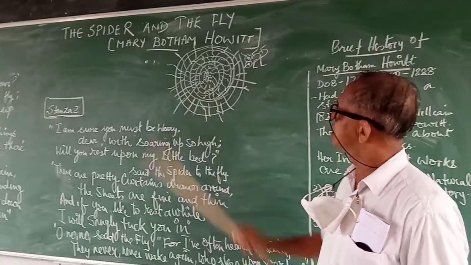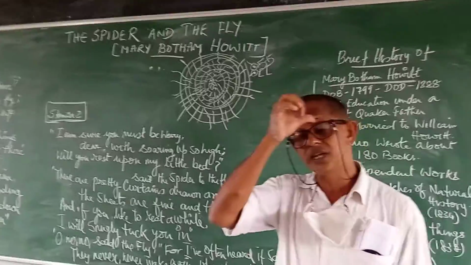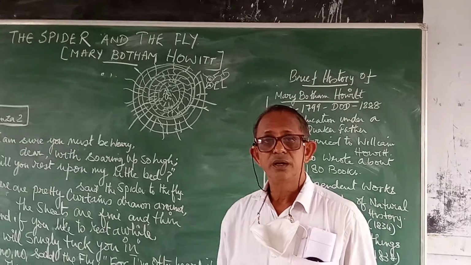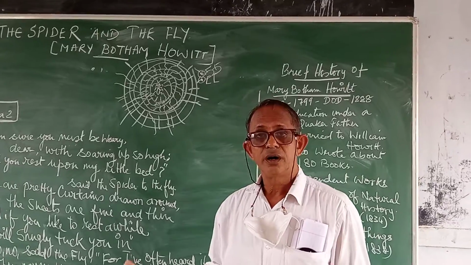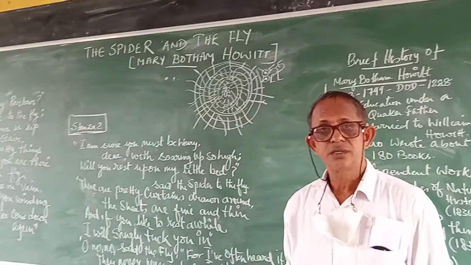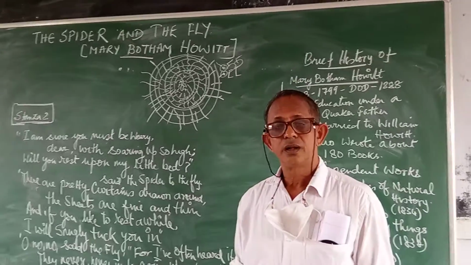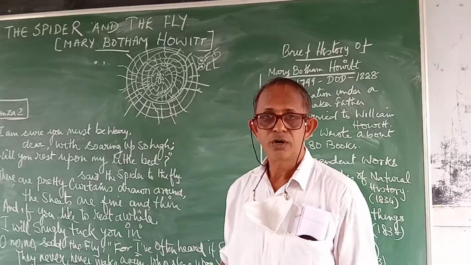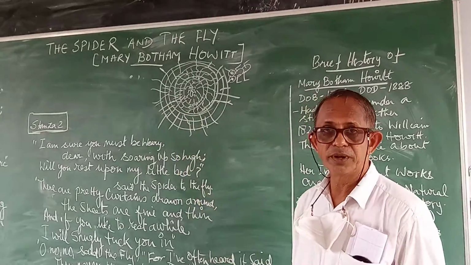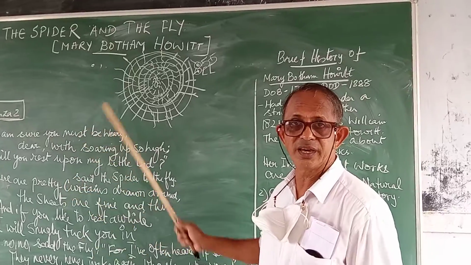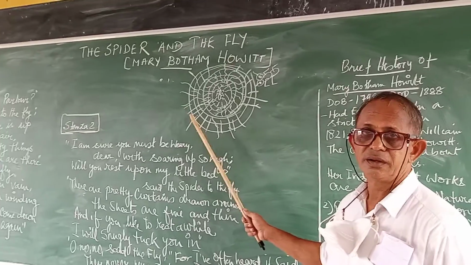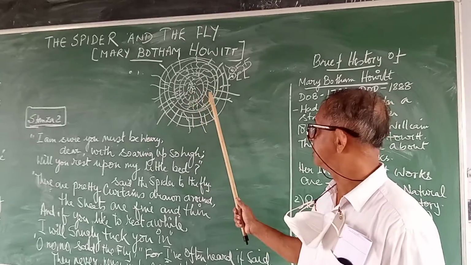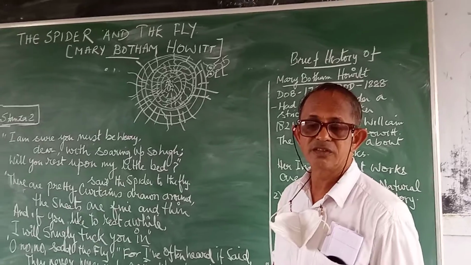The valuable lesson this picture tells us is that this world is full of people who are full of tricks, and at the same time there are people who are very innocent, who fall victim to the tricks of these cunning people. The cunning people are represented by the spider, and the gullible, that is the weak kind of people, are represented by the fly.